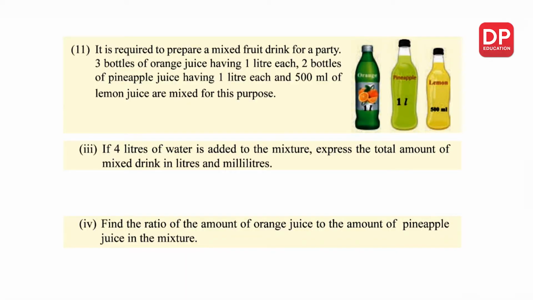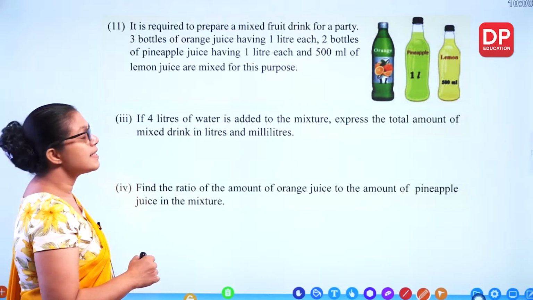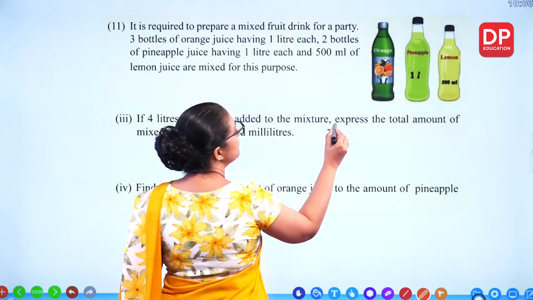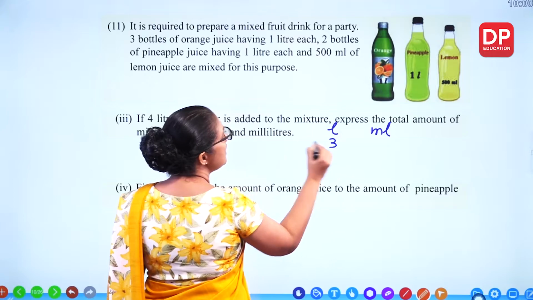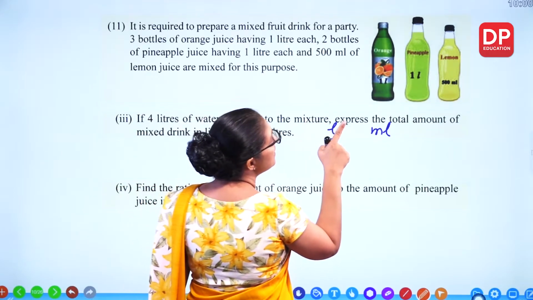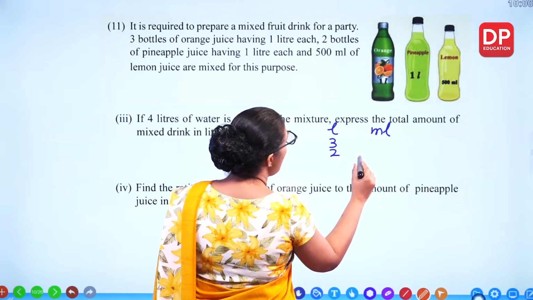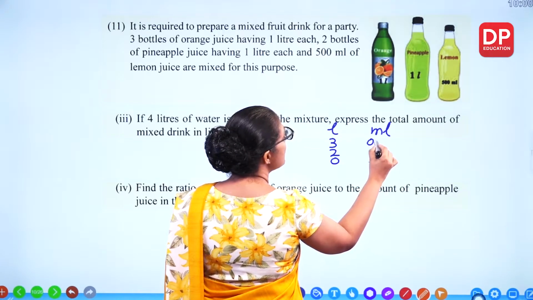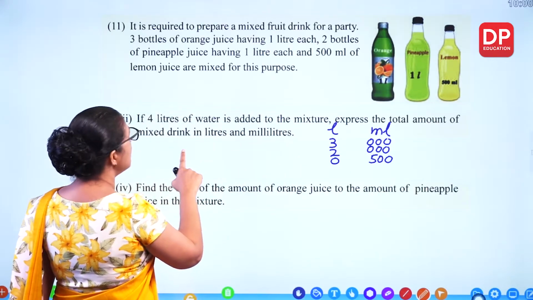Next part. If 4 liters of water is added to the mixture, express the total amount of mixed drink in liters and milliliters. So we'll add it. Liters, milliliters. If you take orange juice, that's 3 liters are there. Pineapple, 2 liters. And lemon, 500 milliliters. So this is 0 and this is 500. Here you can put zeros for these numbers. And water, 4 liters.